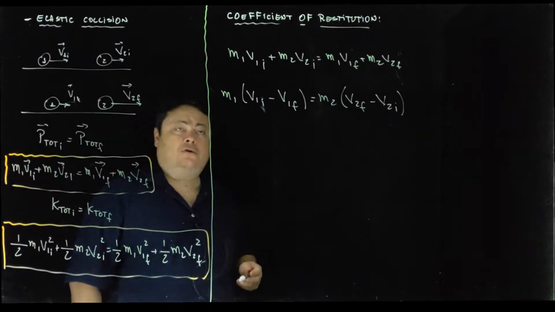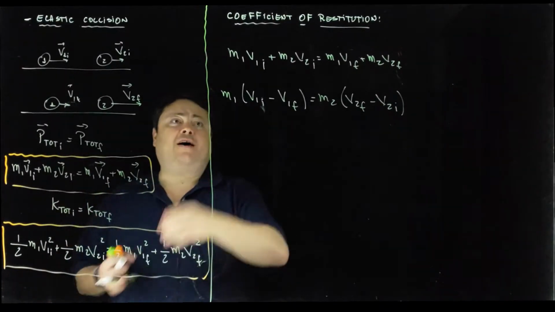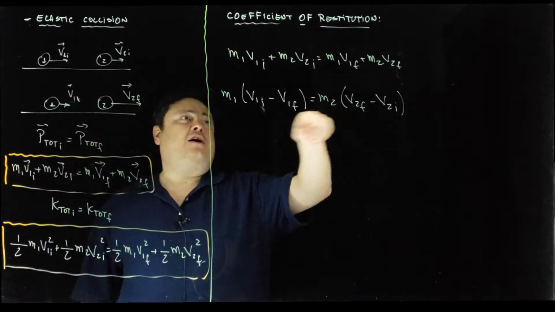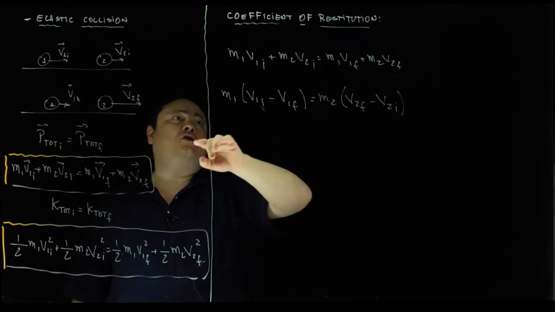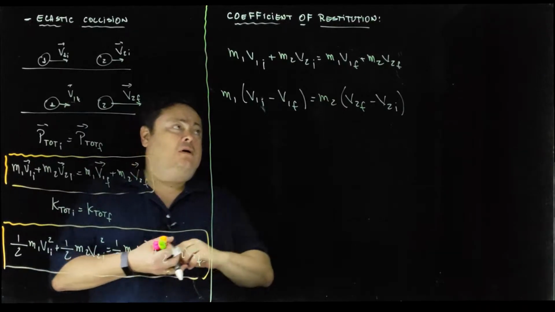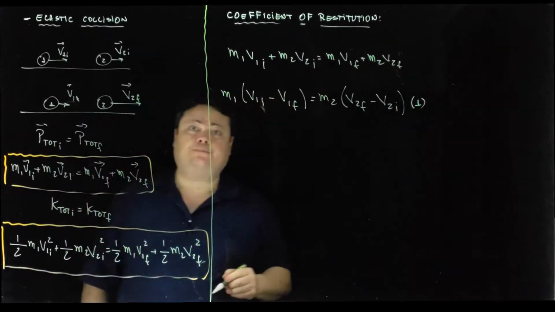My equation then will become this here: m1 times (v1 initial minus v1 final), where I factor out m1, equals m2 times (v2 final minus v2 initial), where m2 v2 final was this term in here, and minus m2 v2 initial was this term moved to the right-hand side. I'm going to hold this equation here as equation 1.